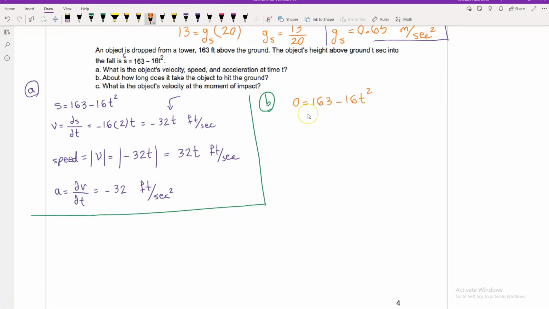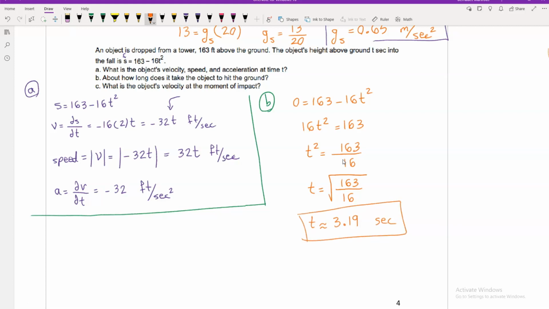Now part B, we want to find how long it takes the object to reach the ground, which means position, or s, is 0. So here we have 0 equal to 163 minus 16 t squared. So solving for t, t is equal to the square root of 163 divided by 16. I round it to two decimal places. So here we have 3.19 seconds. So that is the final answer for part B.